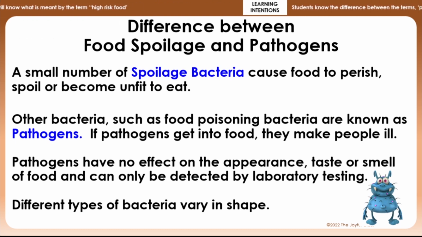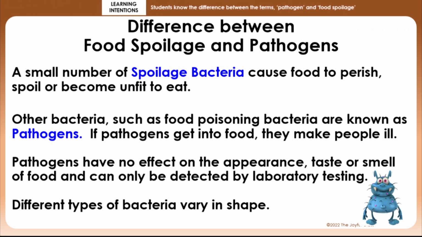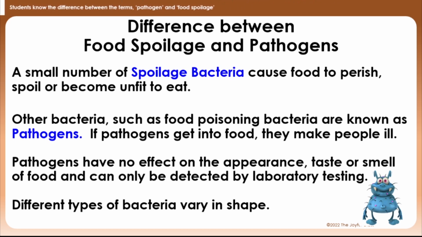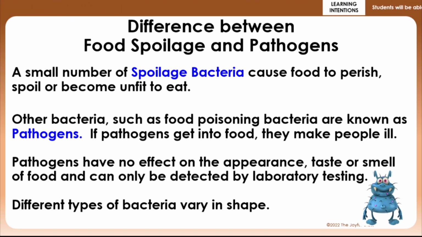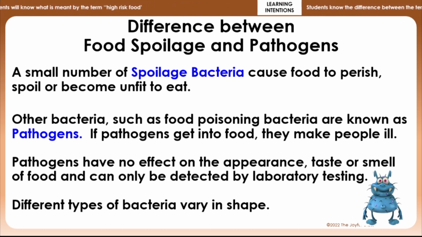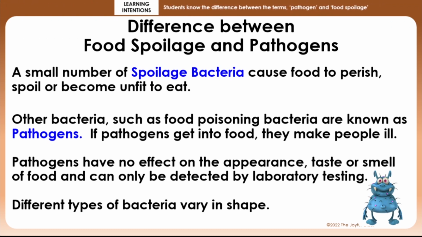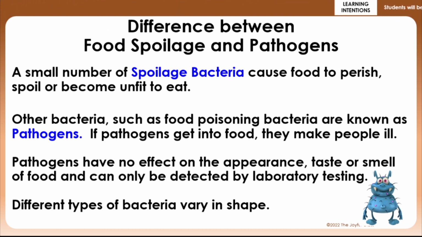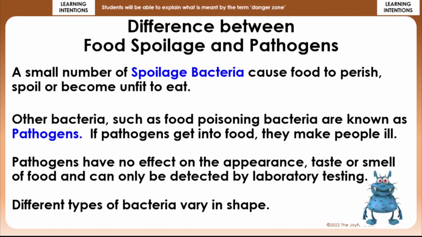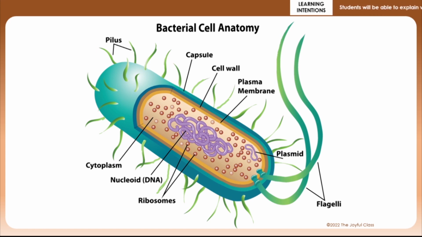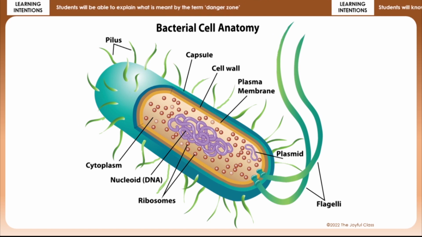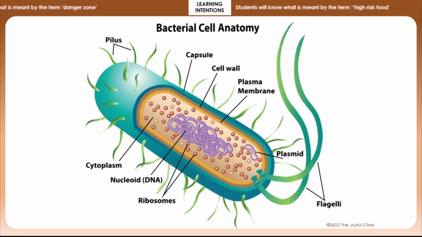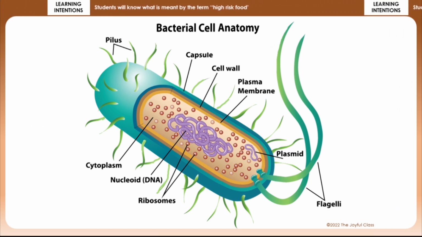Pathogens have no effect on the appearance, taste or smell of food and can only be detected by testing in a laboratory. So food spoilage bacteria you can smell, you can see it. Pathogens you can't smell or see, you can't detect it unless you get it tested. And there are different types of bacteria and they vary in shape. Every cell has a cell wall, a nucleus and DNA which help it replicate.